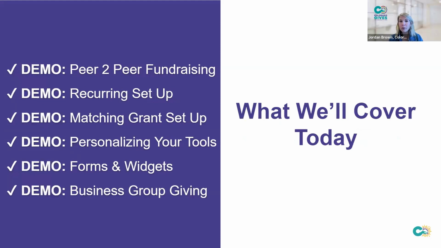Today, we are going to put the dots together. We talked about the different segments of your audience. Today, we're going to talk about the different tools and how to set them up for your different audience groups. So we're going to talk about peer-to-peer fundraising, recurring gift setup, matching grant setup, personalizing your tools, forms and widgets, and business group giving. So let's get started.